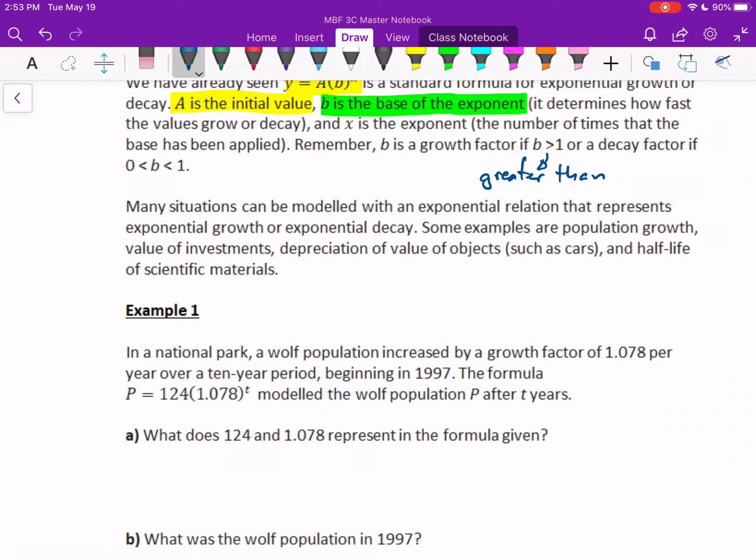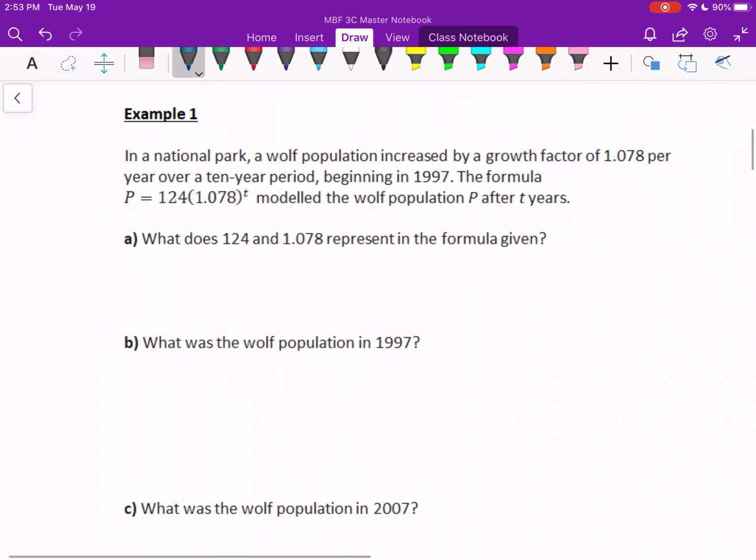Many situations can be modeled with an exponential relation that represents exponential growth or exponential decay. Some examples are population growth. That seems to grow exponentially, whether it's people or bacteria or animals. They generally follow an exponential pattern. Investments can grow. Compound interest grows using an exponential pattern. Depreciation of values, such as cars. You buy a car and the money, year by year it goes down, but it doesn't go down at a linear rate. Usually it drops its most value at the beginning and starts to flatten out later. So that's exponential decay. And half-life of scientific materials. So here are just some examples we can look at to drive this idea home.